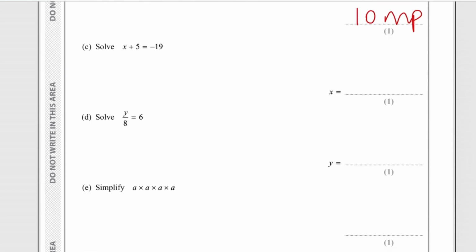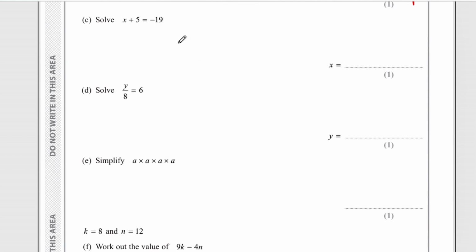We go to C, D, and E. So for C, x plus 5 is equal to negative 19. What is x? So don't forget, when positive 5 goes to the other side, we collect like terms. So x is equal to negative 19. When positive 5 goes to the other side, it becomes negative 5. So you're looking at negative 19, negative 5, which is adding in negatives, negative 24. Okay.